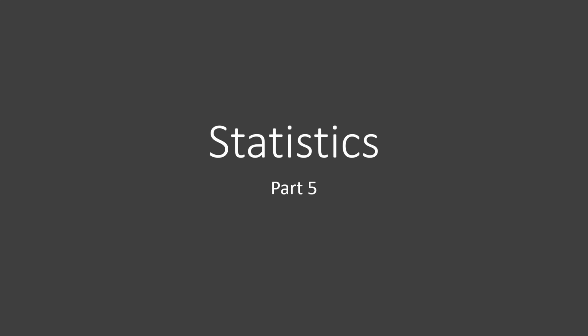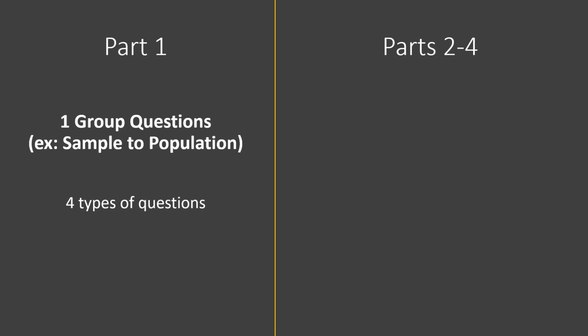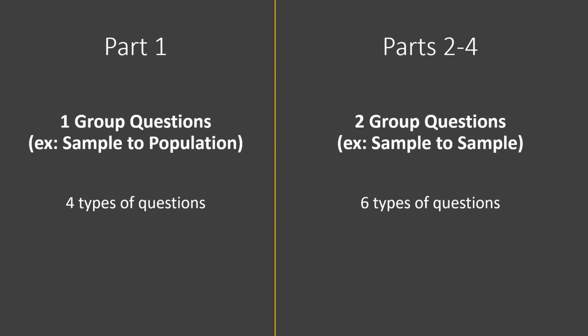Okay, so on to part five. In part one, we covered one group questions, so like sample to population. Within part one, there were four types of questions that we covered. In parts two to four, we covered two group questions, right? So sample to sample or population to population. And within those parts, we covered six separate types of questions.